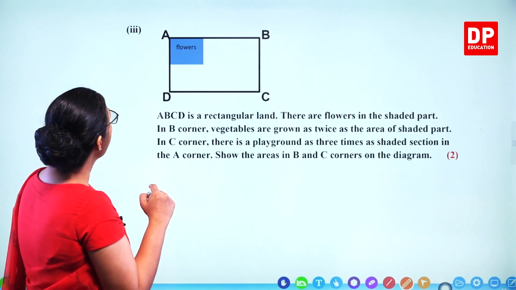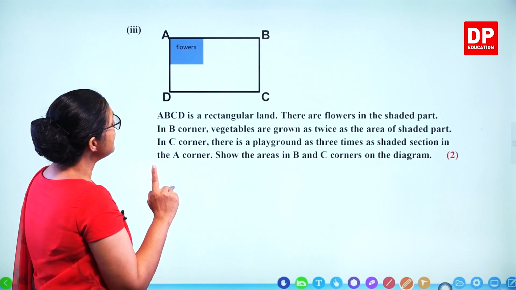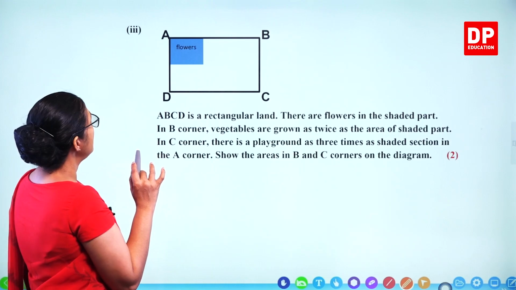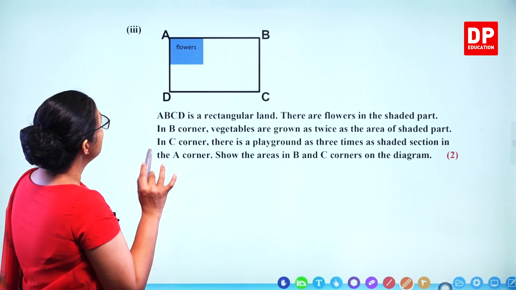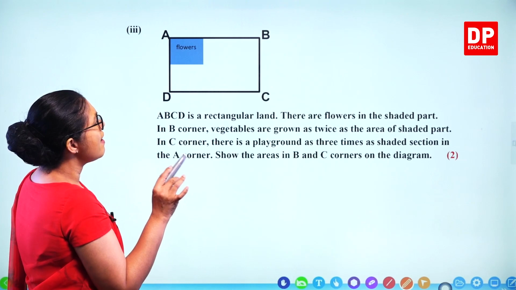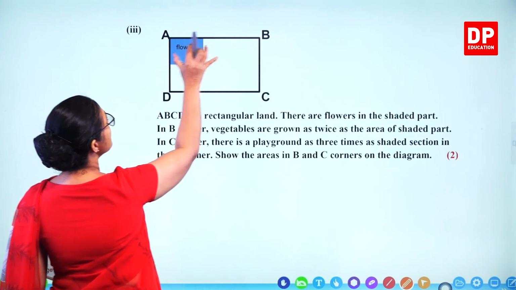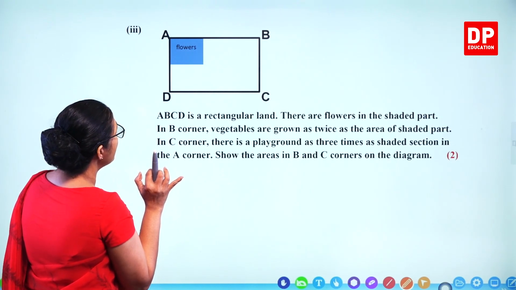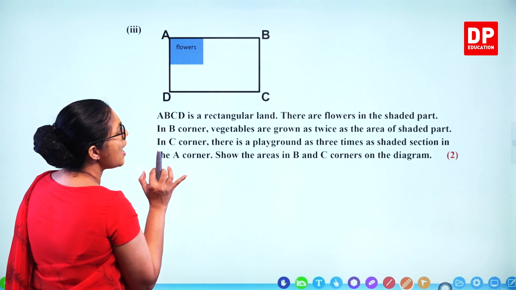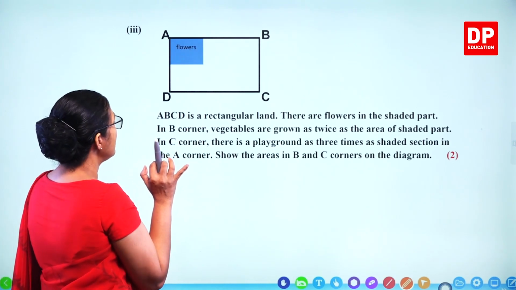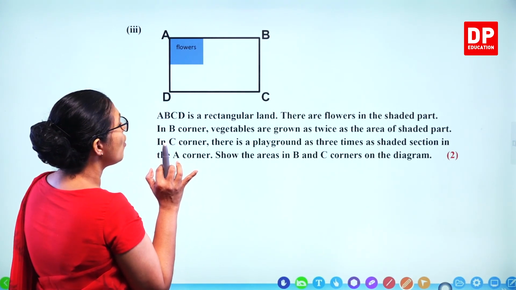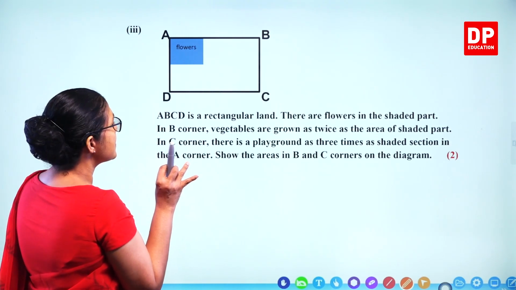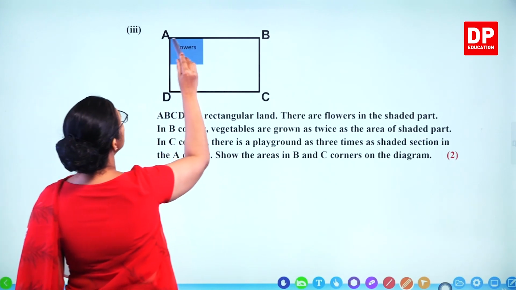Part 3, ABCD is a rectangular land. There are flowers in the shaded part. In B corner, vegetables are grown as twice as the area of shaded part. So this much, twice of that. And in C corner, there is a playground as 3 times as shaded section in the A corner. Show the areas in B and C corners on the diagram. So B corner, twice the size of the area. Here, this one like twice.